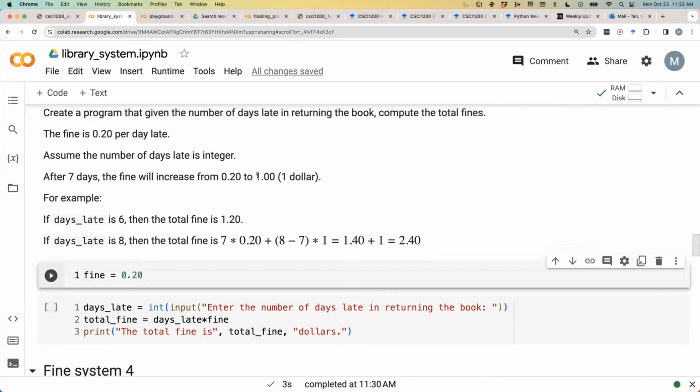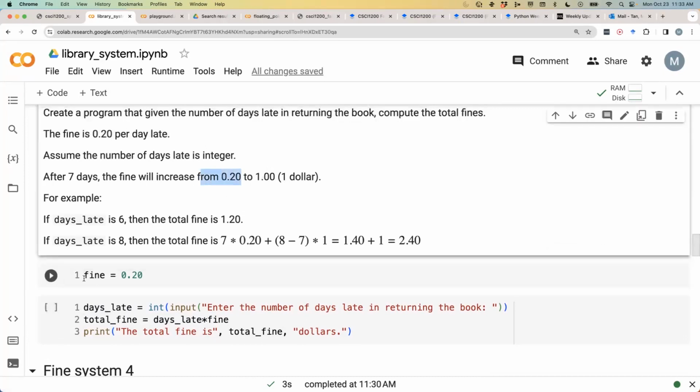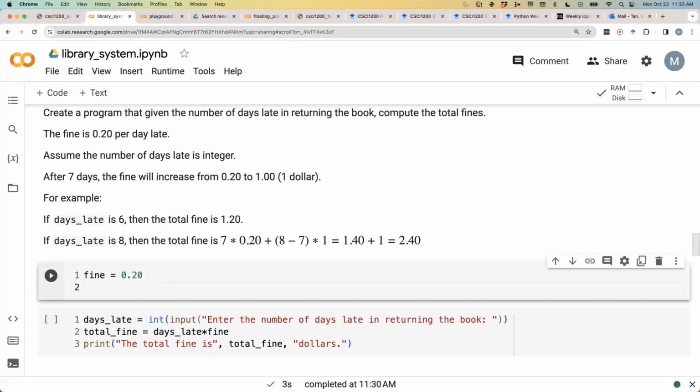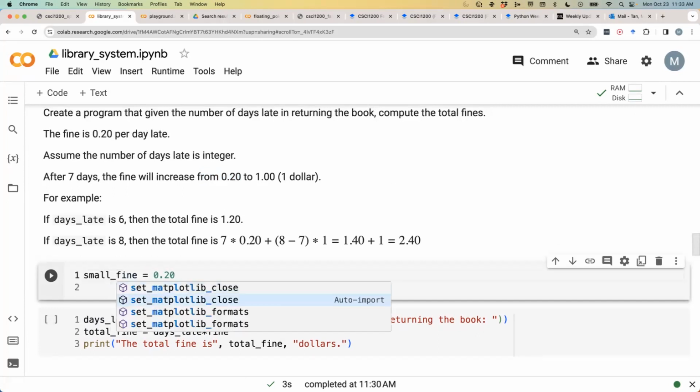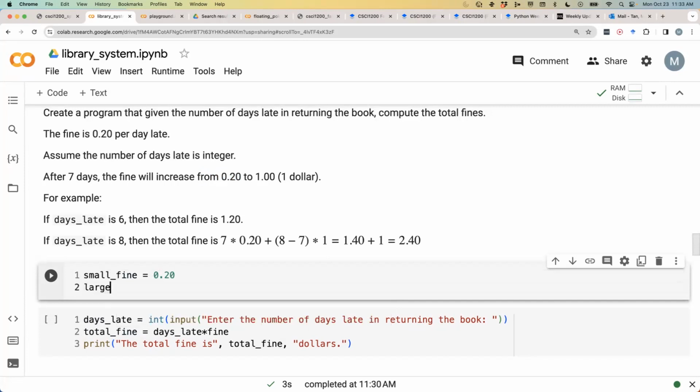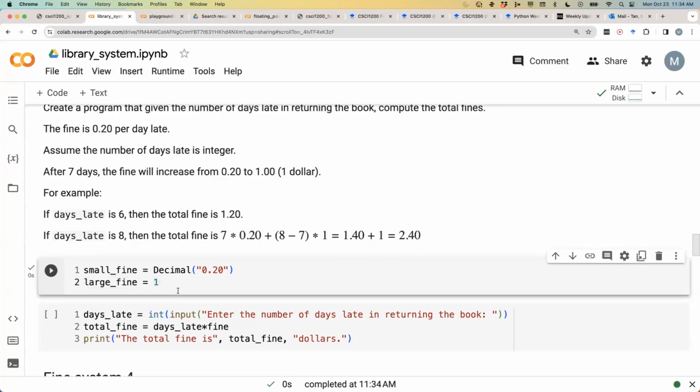But we have 2 different fines. One is 20 cents and one is $1. Okay. So we have a small fine of 20 cents. We have a larger fine of $1. Okay, and suppose because it deals with money, we want to be precise. So we're going to do decimal here. And remember, we need to make it a string first. Okay. So now my small fine is of type decimal. My large fine is $1 because it's an integer. I don't have to convert it into decimal. So these are both my fines.